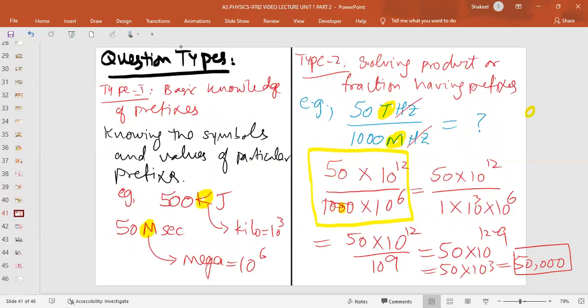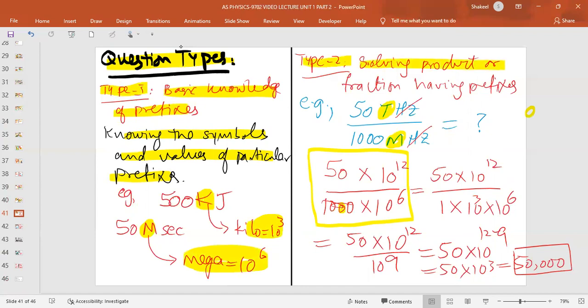Now, finally, we have to look at the question types related to prefixes. Type 1 is the basic knowledge of prefixes. You should know the symbols and values of the prefixes. Let's say 500 kilojoule, so you know that kilo is 10 power 3. 500 megaseconds, so you know mega is 10 power 6.